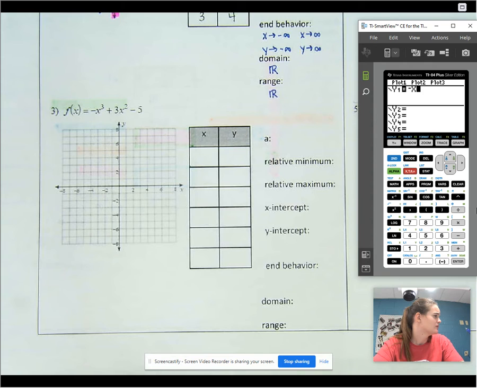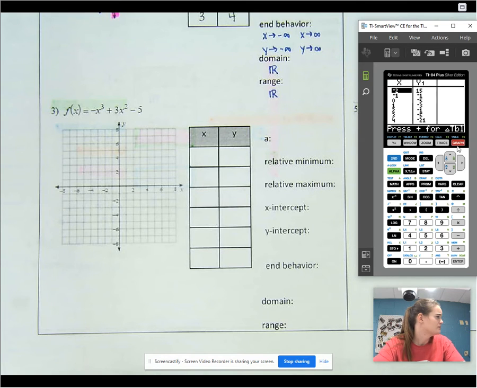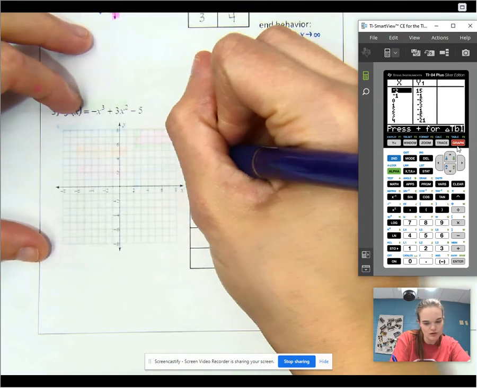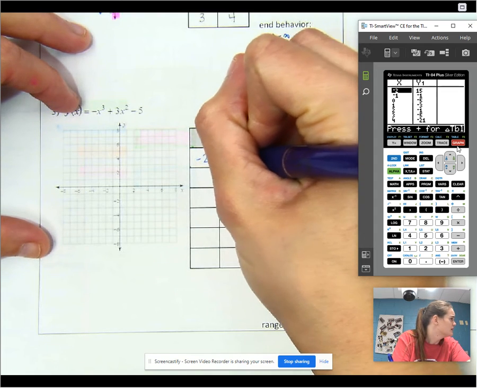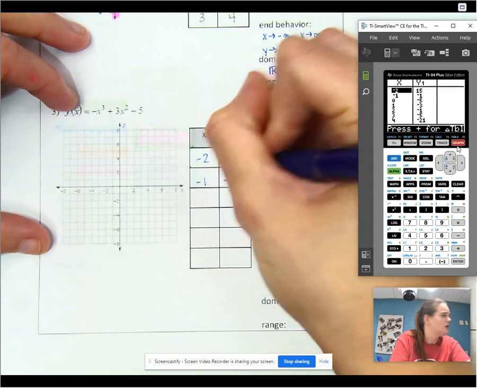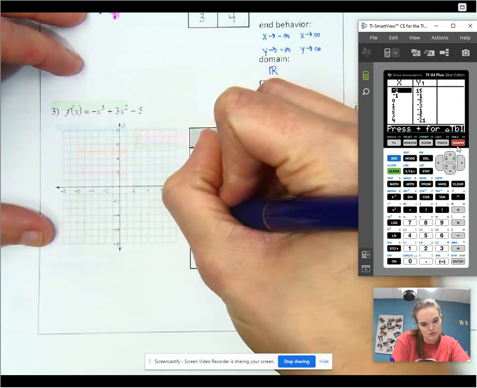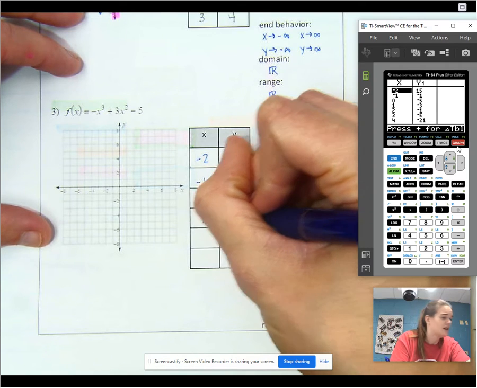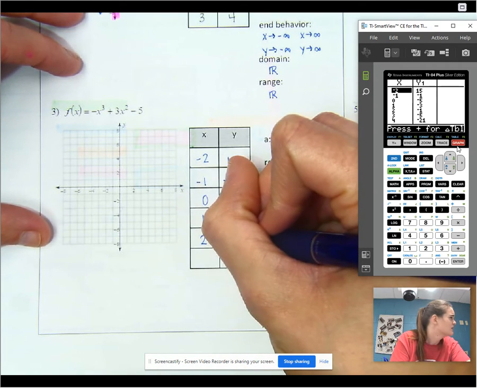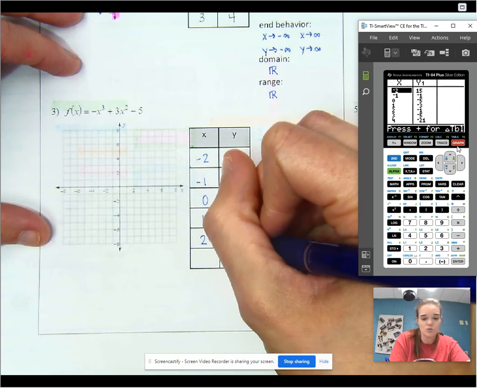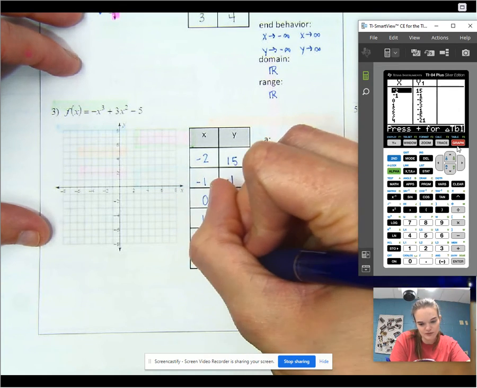Negative x to the third plus 3x squared minus 5. Second graph: negative 2, 15; negative 1, negative 1; 0, negative 5; 1, negative 3; 2, negative 1; 3, negative 5.